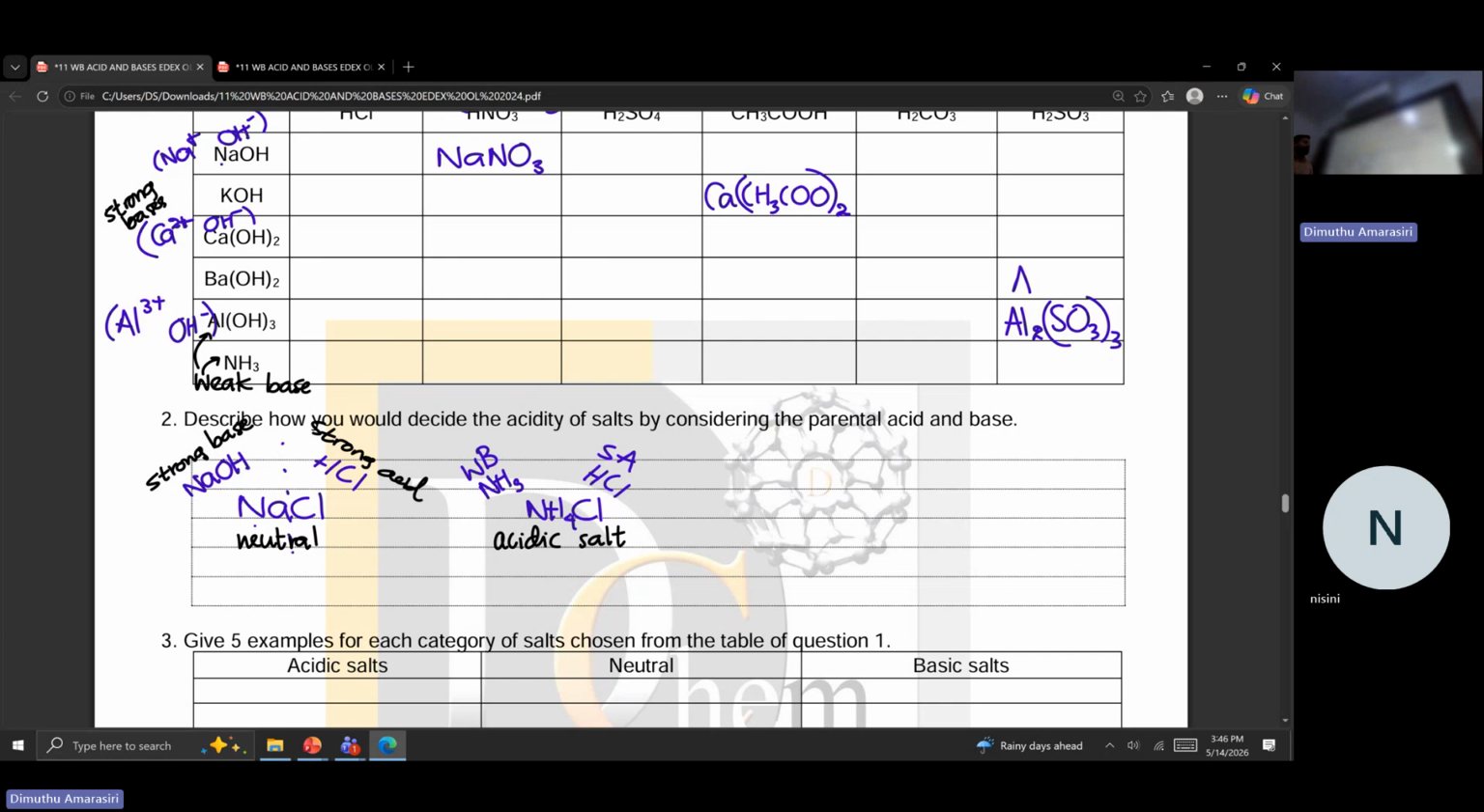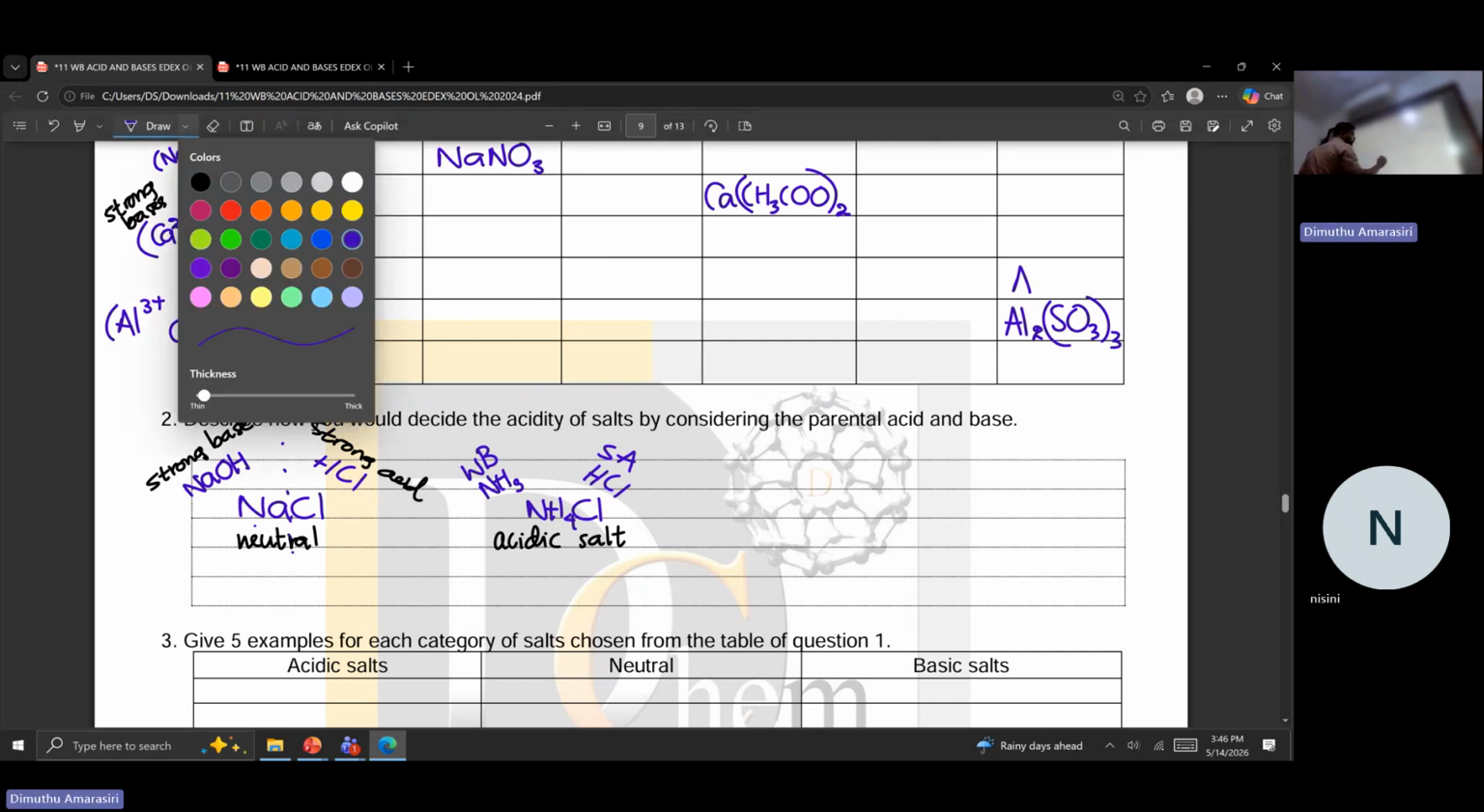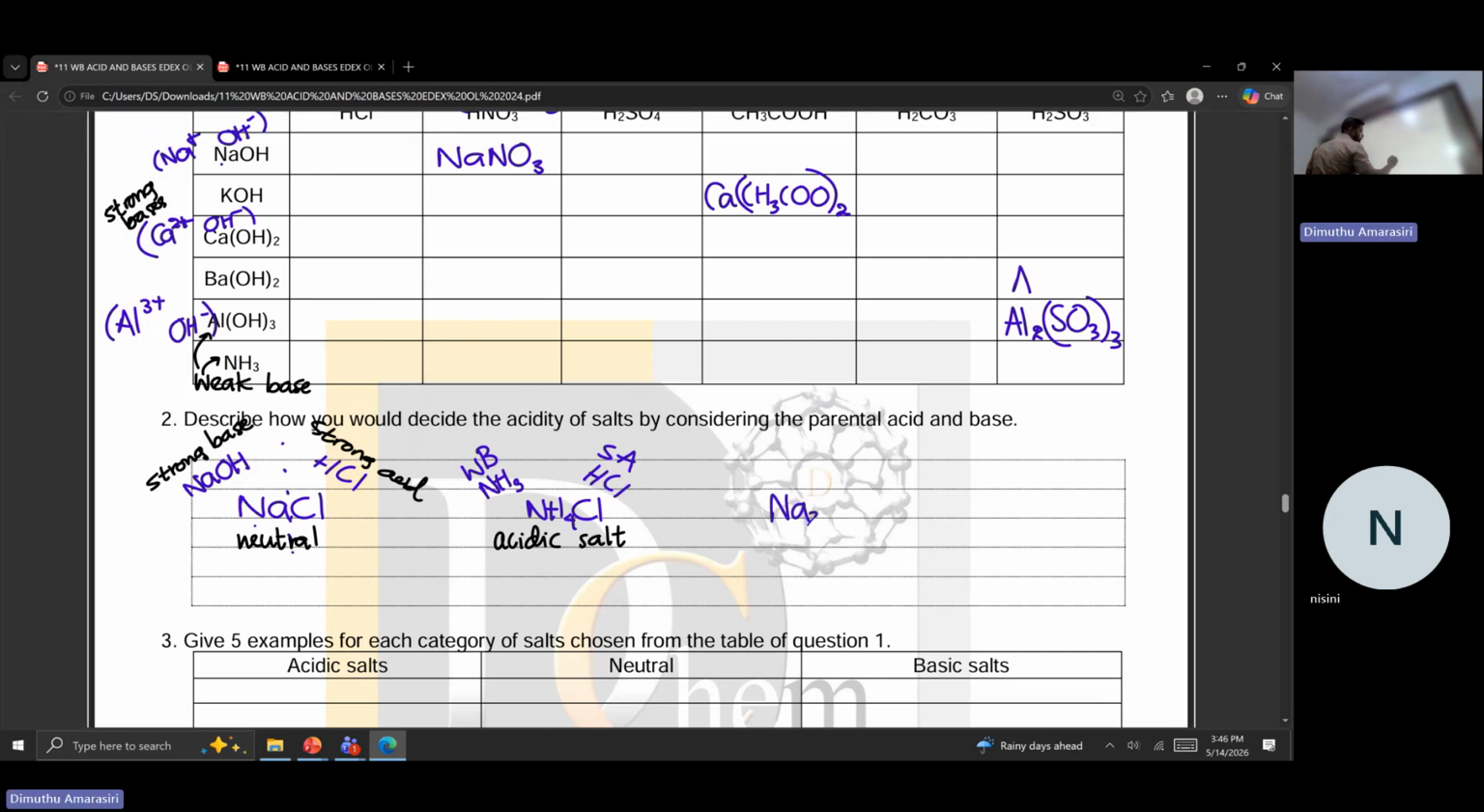Sure? Right. Another one. Let's say sodium carbonate. Sodium carbonate. Our sodium is coming from, what is its base? No, what is the base? Sodium hydroxide. Strong base or weak base? Strong base. Sodium is strong. Right? Carbonate is coming from what acid? Carbonic acid. What's the formula? H2CO3. You have to memorize that now.